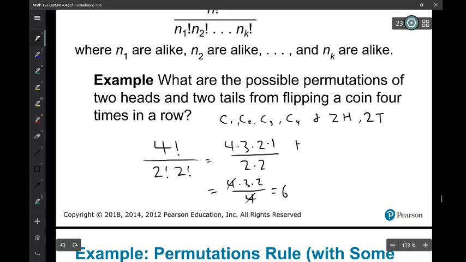And if you recall from lecture 4.2, when we flipped a coin 4 times, we went through all the different possibilities, and for 2 heads and 2 tails, we had heads, heads, tails, tails. Heads, tails, heads, tails. Tails, heads, heads, tails. Tails, heads, tails, heads. Heads, tails, tails, heads, and tails, tails, heads, heads.